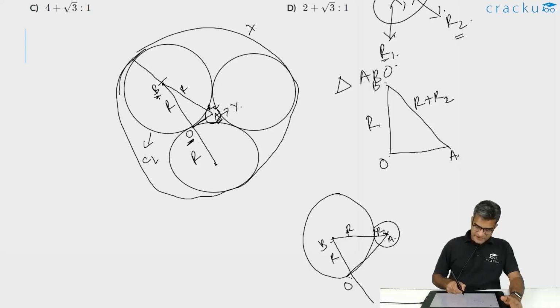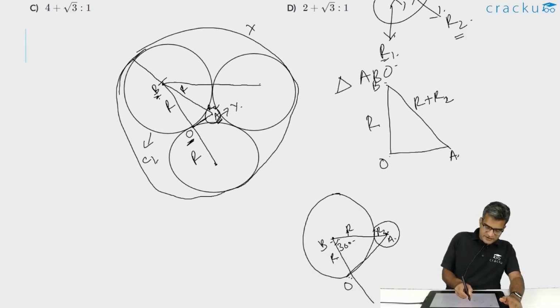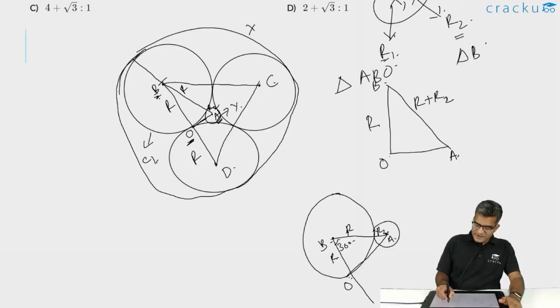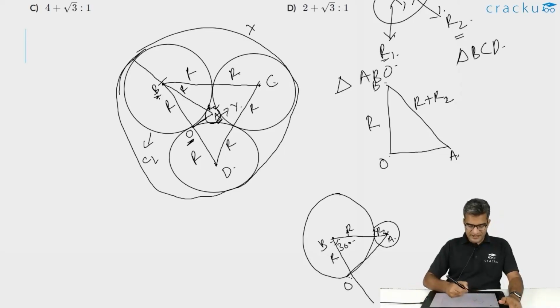We know that by symmetry again this will be 30 degrees. Why will this be 30 degrees? Because if you join B to this center of the circle over here, if this is say C and if you are joining this over here, if this is D, triangle BCD will be an equilateral triangle. The sides of that triangle will be 2R each. It will be an equilateral triangle. So the angle when you are joining B to A will be bisecting that 60 degrees. So this will be 30 degrees.